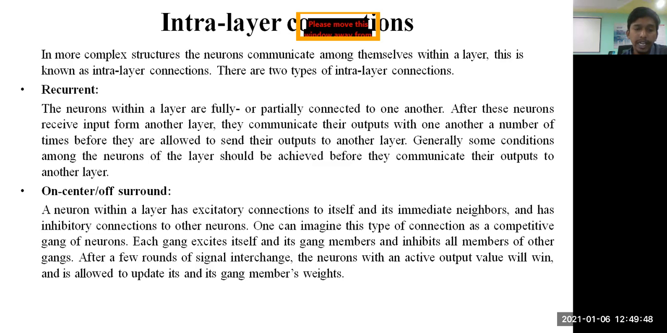Sometimes whenever the algorithm is running, they will be communicating effectively, and whenever the algorithm is not communicating continuously, it will be like an off-surrounded one.